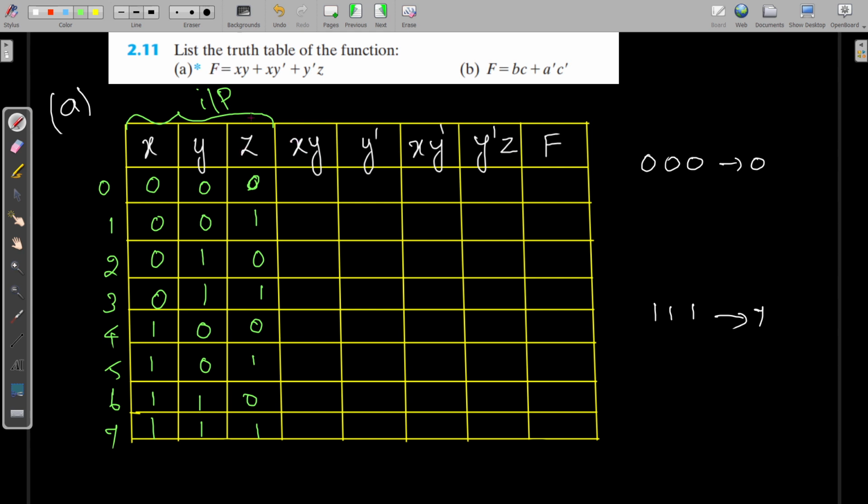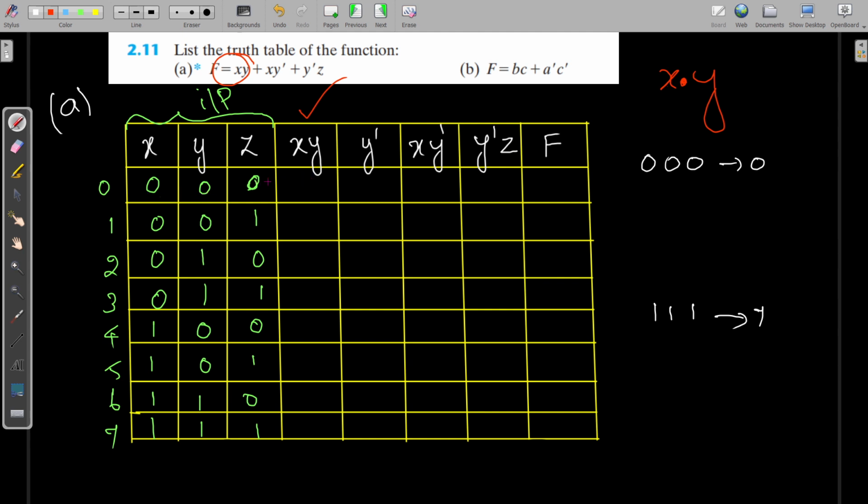Then we take the first term. What's the first term? This XY is the first term. So what is the function between them? That is AND. So we have to perform AND operation between X and Y. For that we need a column, so we need this column XY. So we are going to perform AND operation between these two.